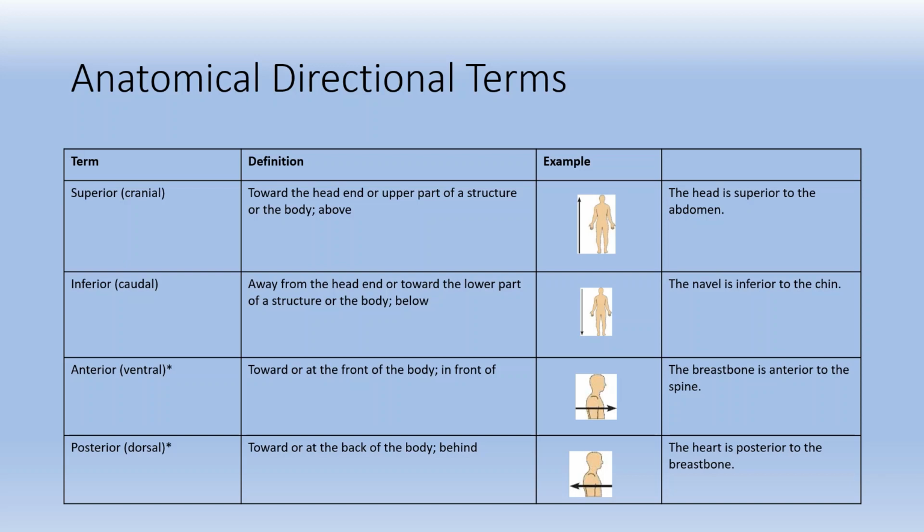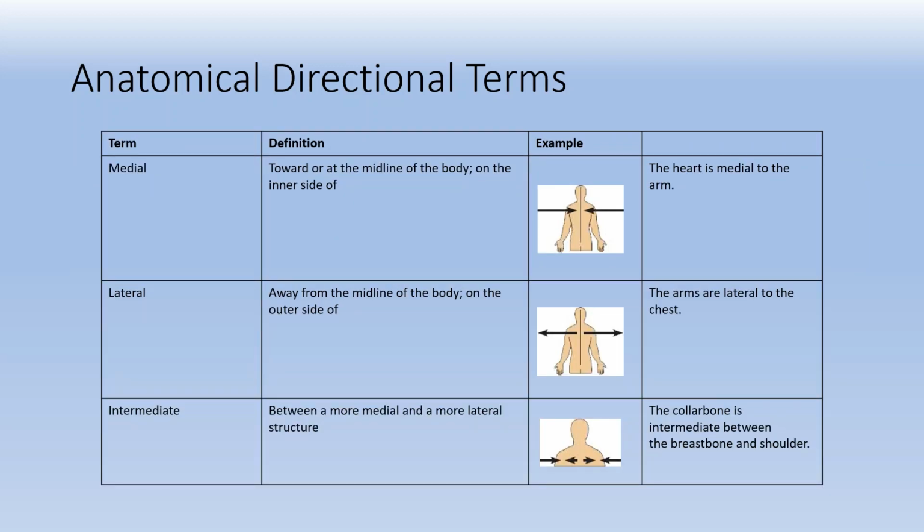The opposite of anterior and ventral is posterior or dorsal. Posterior means towards the back of the body. In this case, the heart is posterior to the sternum, or the heart is posterior to the breastbone.